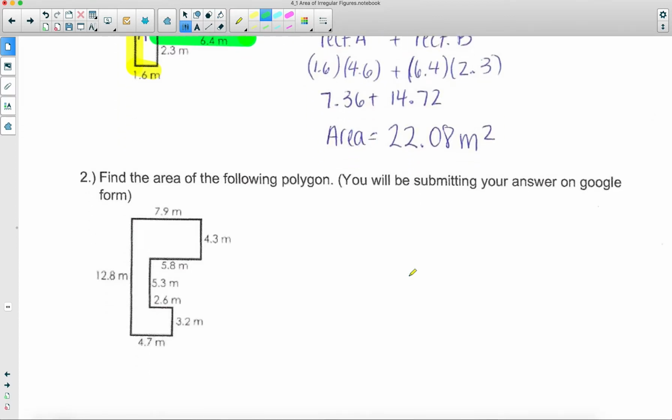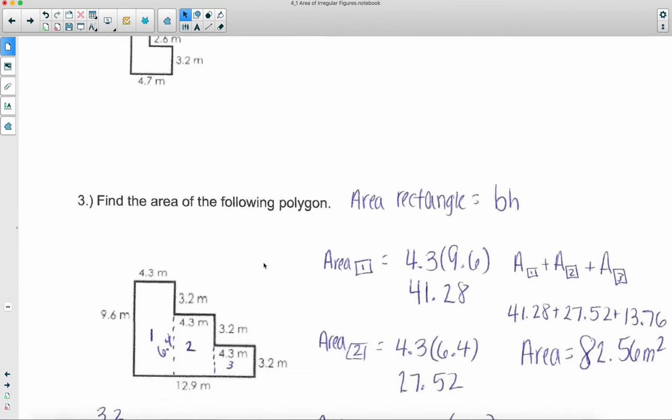Now for number 2, I'm going to ask you to submit this on Google Form, right? So you decide how you want to break this up. I maybe will give you 2 suggestions. You can maybe just draw an auxiliary line here and here. Or maybe you'd like to cut it up and draw an auxiliary line here and here. Okay. So regardless of what you're choosing, remember, your answer should be the same at the end of the day. When you submit through Google Forms, I will have the answer for you, so you'll be able to check your work. All right, but let's move on to number 3.